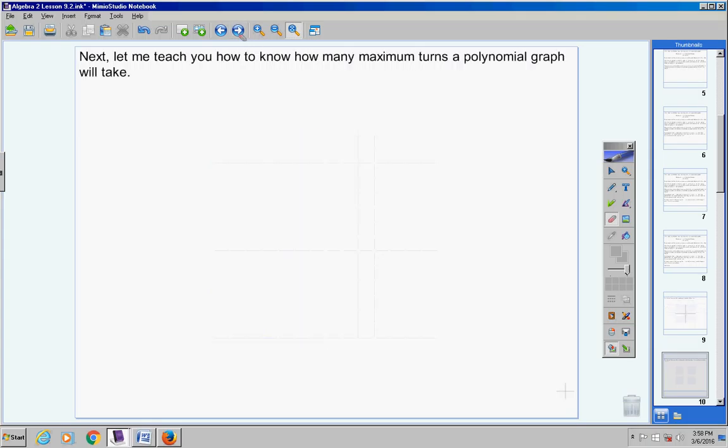Alright, moving on. Next, let me teach you how to know how many maximum turns a polynomial graph will take. Guys, think about how much that helps you when you're graphing.